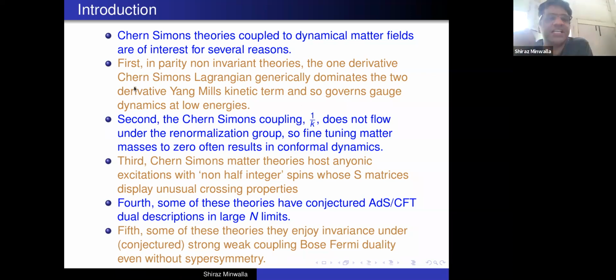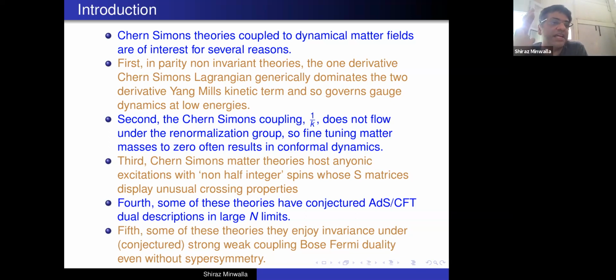A second motivation is that the Chern-Simons coupling 1 by k is the inverse of an integer, and so cannot continuously flow under the renormalization. This tells you that it's much easier to generate conformal dynamics, to make a conformal field theory using Chern-Simons theory than it is using, let's say, a Yang-Mills gauge theory. So it's very easy to generate conformal dynamics using Chern-Simons theory. That's another motivation to study these theories.